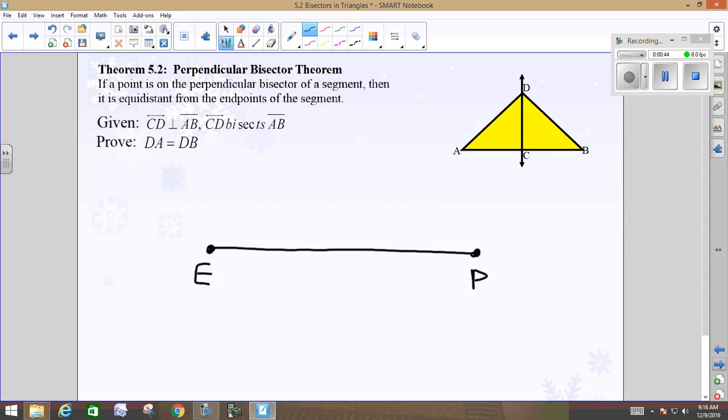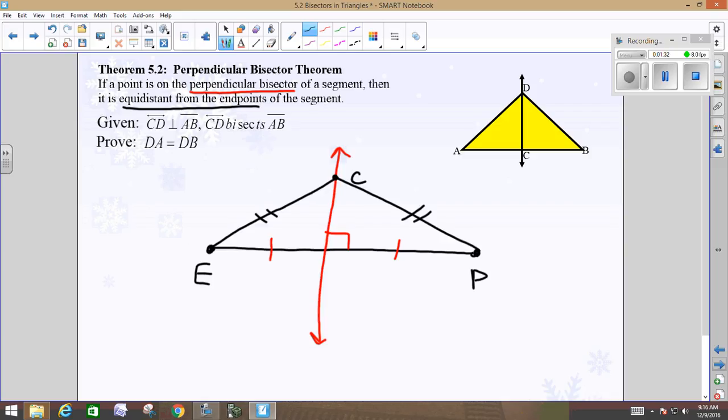So here's segment EP. If a point is on the perpendicular bisector of that segment, perpendicular means what? They're going to make 90 degrees. What does it mean to bisect? Cut in half. So I'm going to use the red marker to draw the perpendicular bisector of EP. If I have a point on the red line, the perpendicular bisector, we'll call it point C, then that point is equidistant to the endpoints. Equidistant, the same distance. So the distance from C to E has to be the same as C to P.